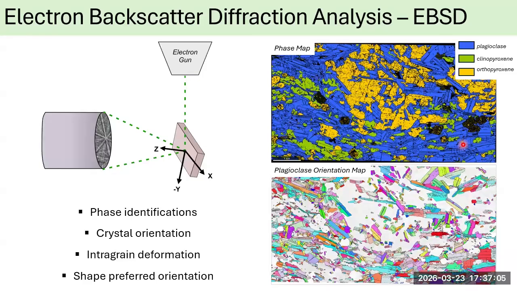So here there is a phase map of melanogabbro, let's say, from the Stillwater intrusion in Montana. It's a layered intrusion in Montana. This is an EBSD map, but it's a phase map, and you can see the three different colors. Blue corresponds to plagioclase, orange to orthopyroxene, and green to clinopyroxene. So we get, similar to SEM maps, a nice map of different phases. But we also get the orientation. So this is a plagioclase orientation map, and each crystal has its own orientation here.